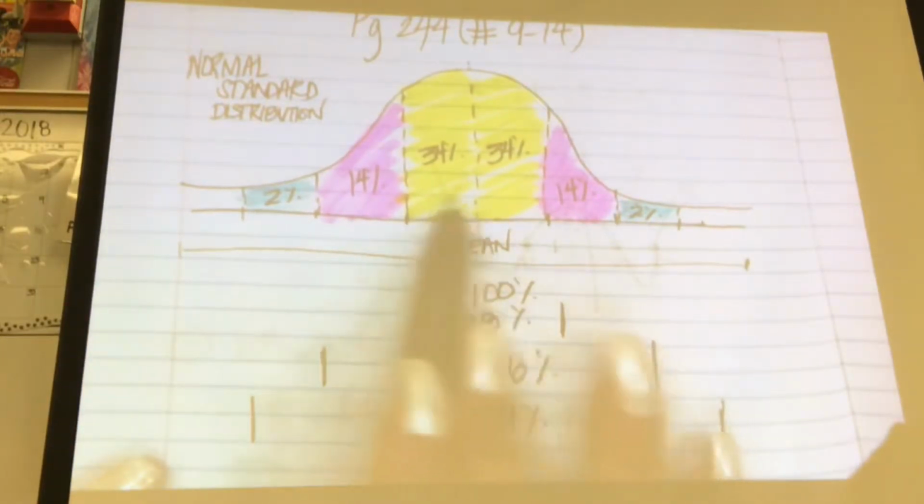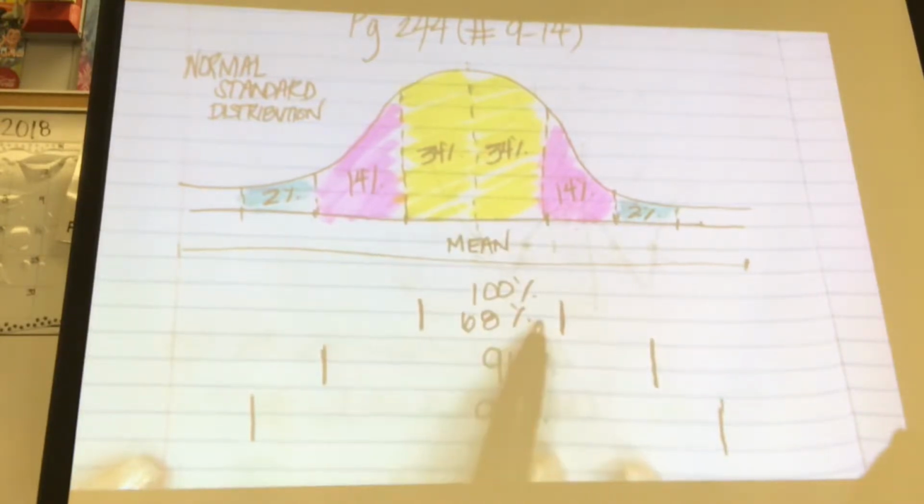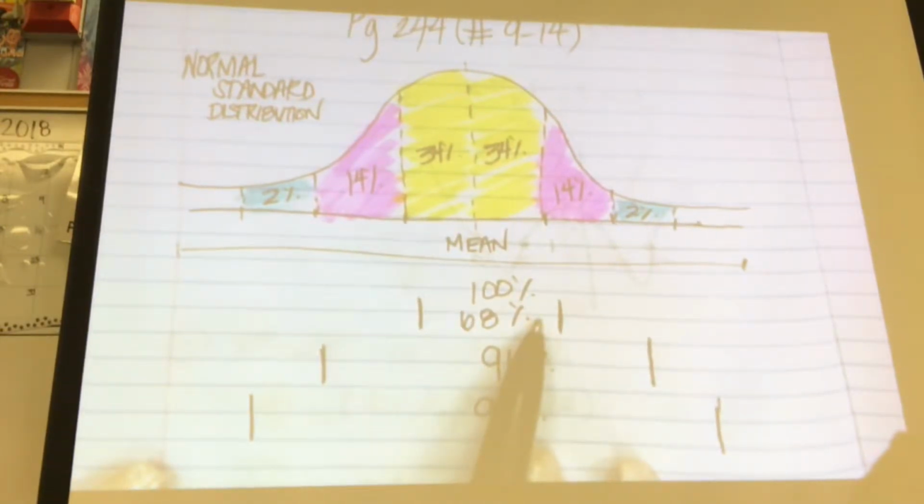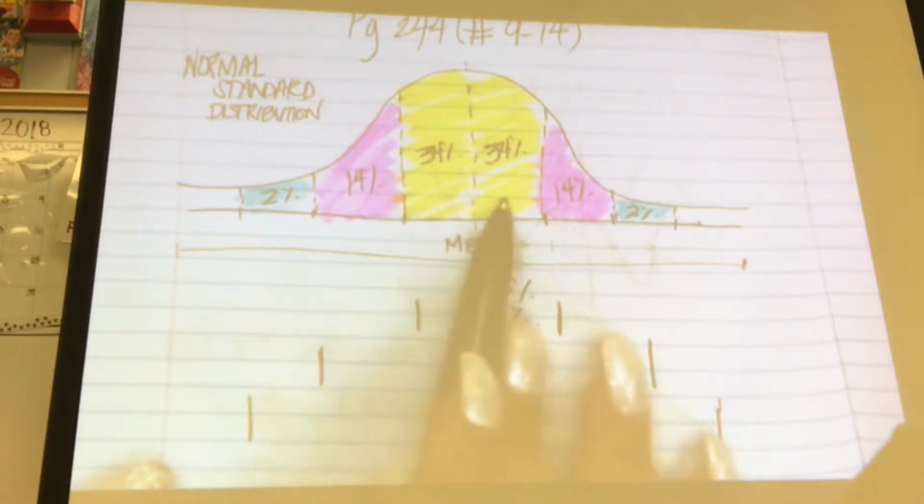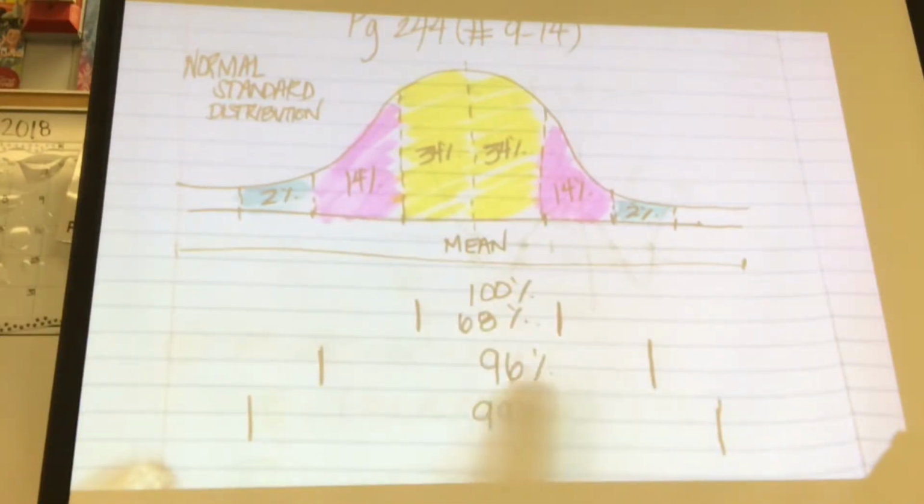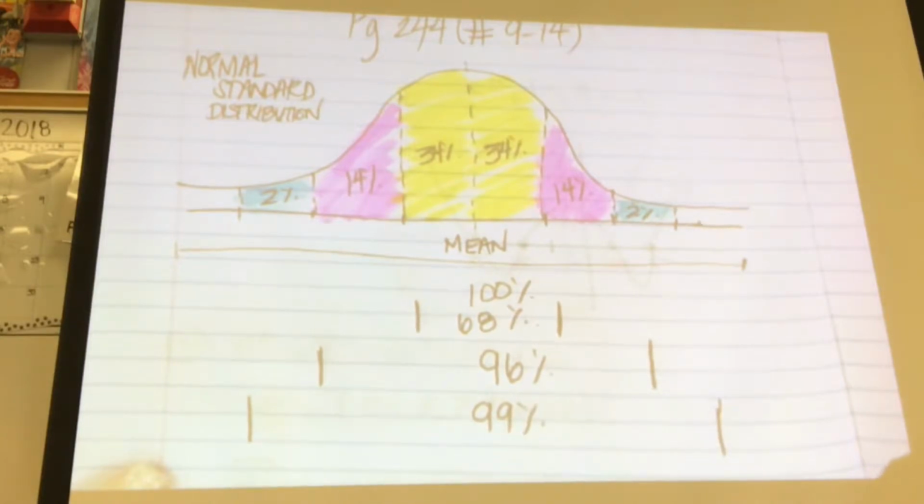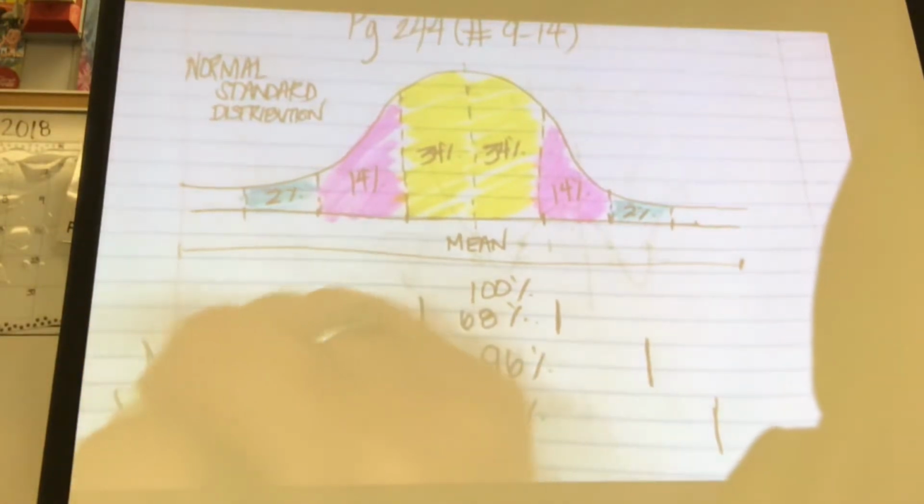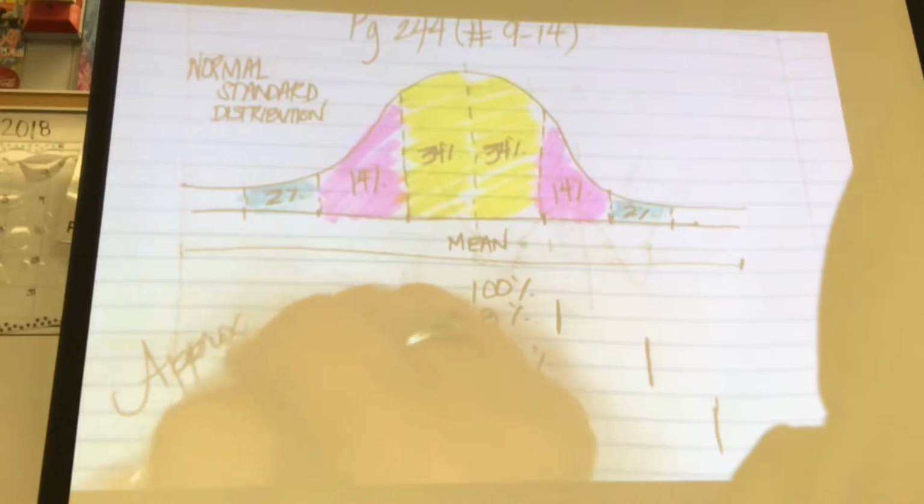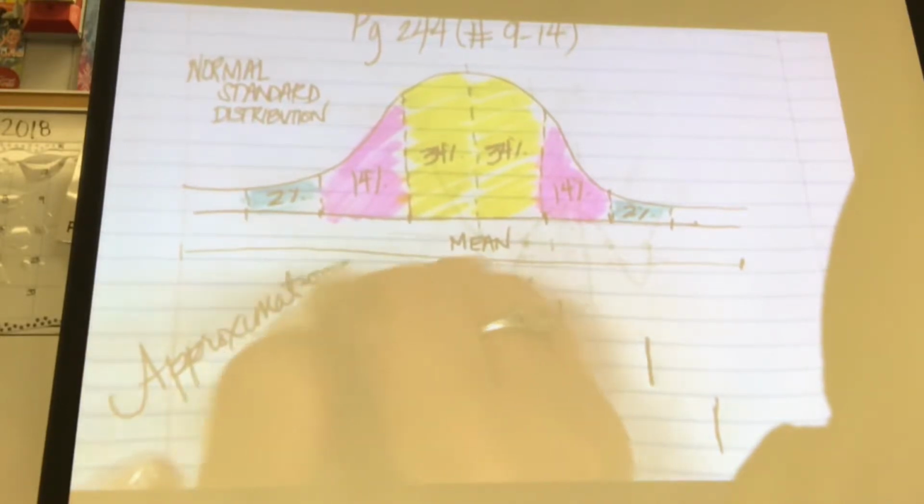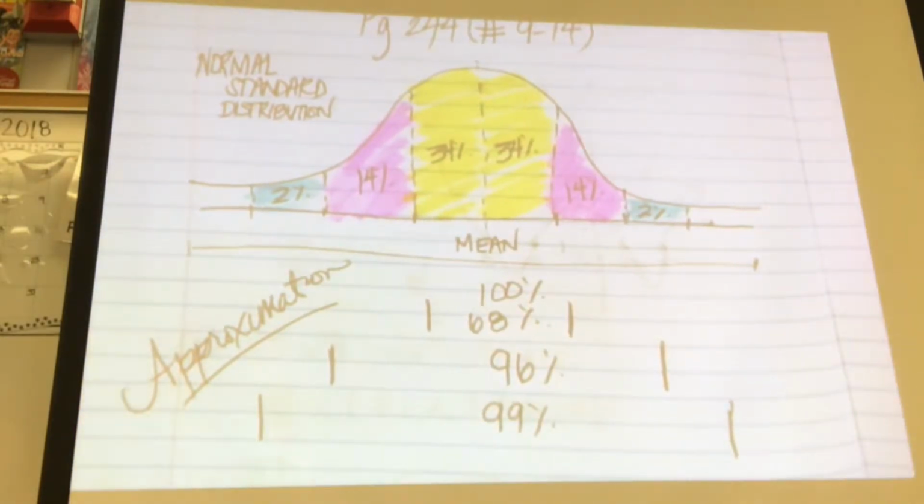So if I add this 34 and 34, I get 68. Everybody with me? Say yes or no. If I add 34, 34, 14, 14, that gives me that 96. And then the last one is 99. So again, these are all approximations. Don't get crazy on me on the calculator talking about, you added wrong. I know. They're approximations.